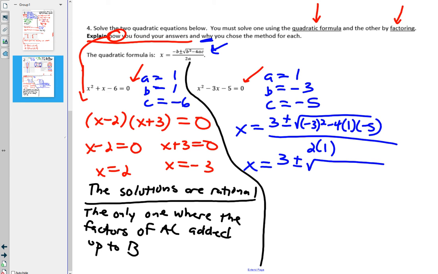Now, what is -3 squared? It's +9. How many negatives come after the square? 2. So that changes to a plus. And 4 times 1 times 5 is 20, over 2.